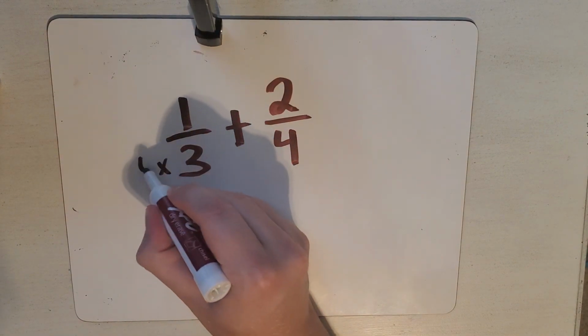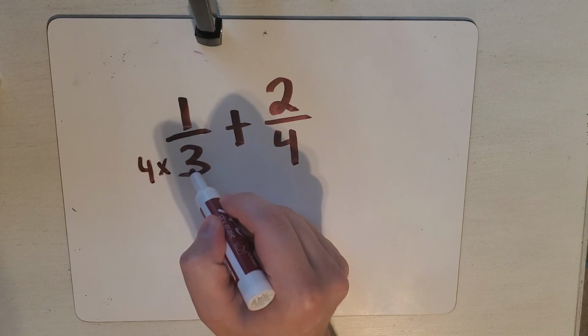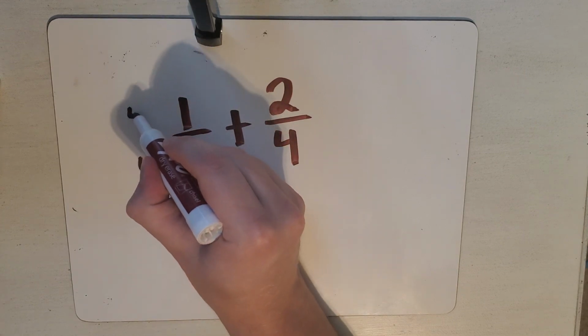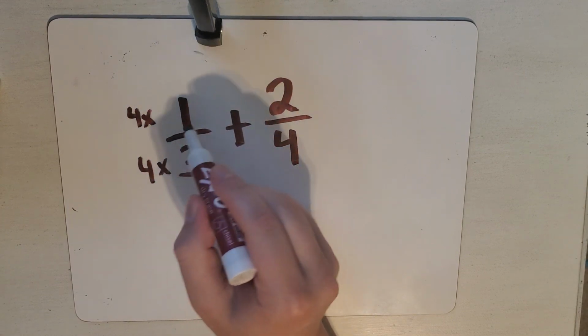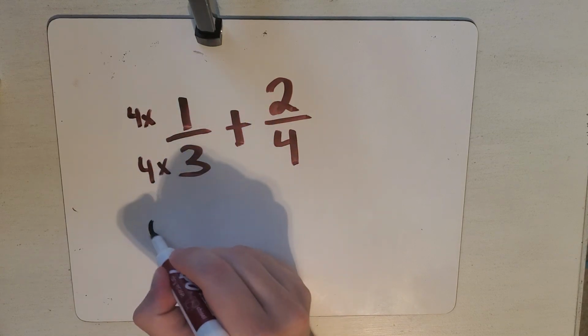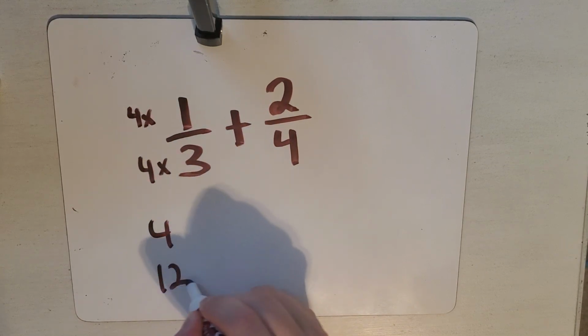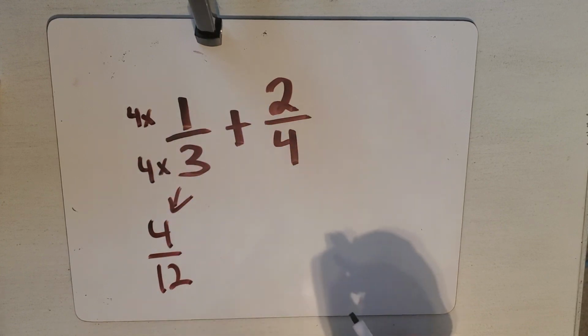So 3 times 4. Whatever I do to the bottom, I got to do to the top. So 1 times 4. So instead of 1/3, I'm going to go 4 times 1 is 4. 4 times 3 is 12. So now 1/3 is changed into 4/12.